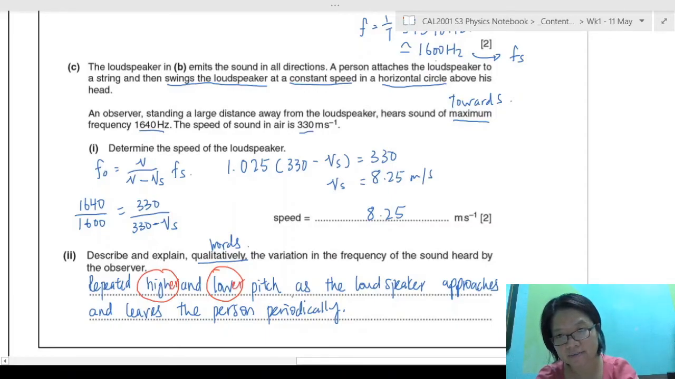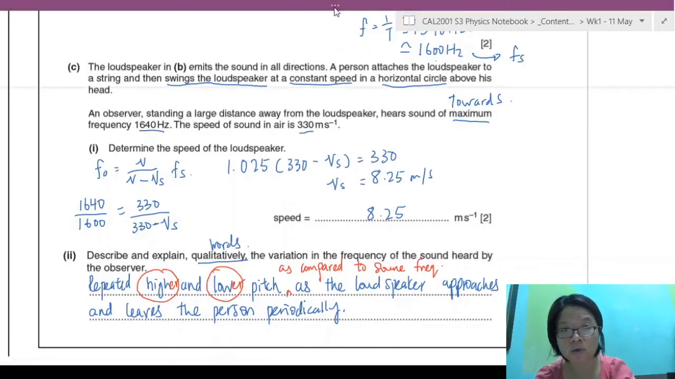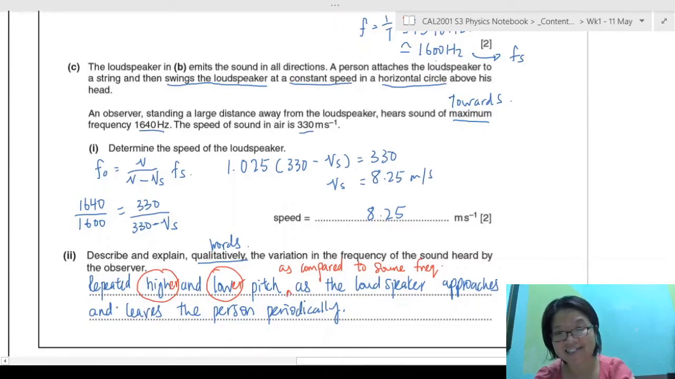So I need the "er" in your answer. When I mark, I'm very particular about explanation, just to train you. So higher and lower pitch as compared to 1600 or the source frequency. I will minus 1 mark if I see this. I will always talk about examples this way. Or if you're like, wow, you think so much, then you write a simpler explanation.